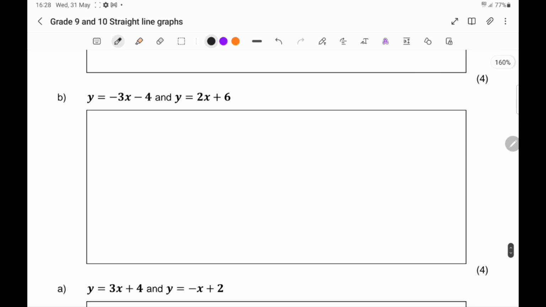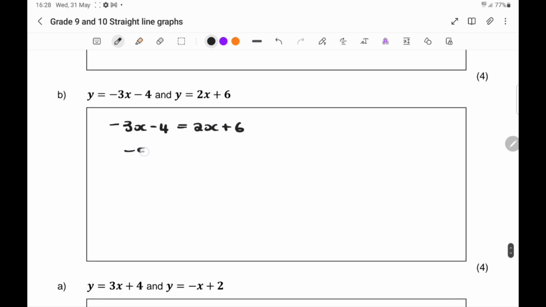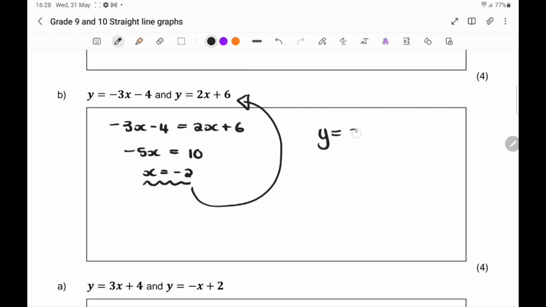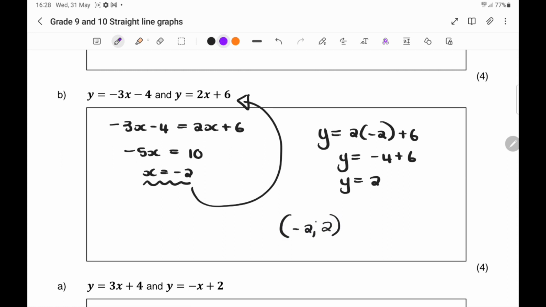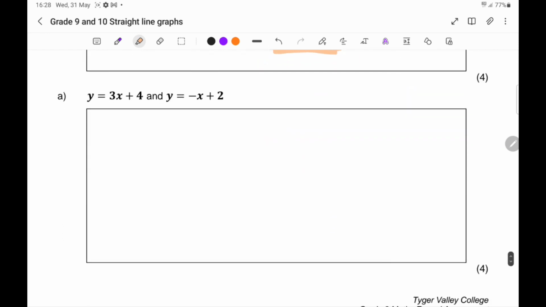Same with here. If you had to find the point of intersection, it is equal to 2x plus 6. And 6 plus 4 is 10. So x is negative 2. Take your answer and replace it into the one that looks the easiest. So y is equal to negative 4 plus 6. So y is equal to 2. What is the point of intersection? Negative 2 and 2. Sorry, I'm just going a little bit faster. There's your point of intersection.